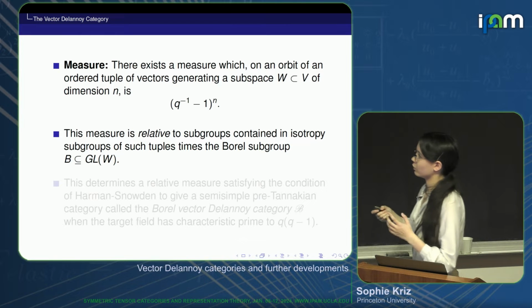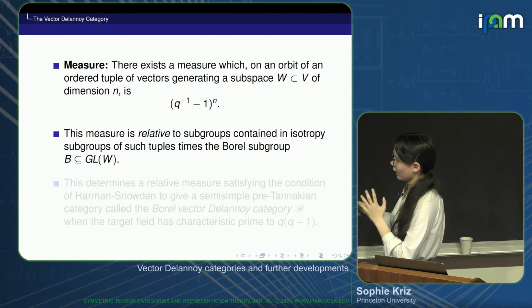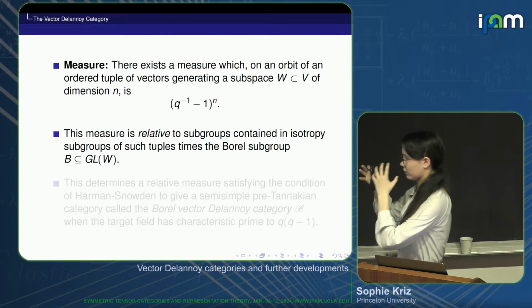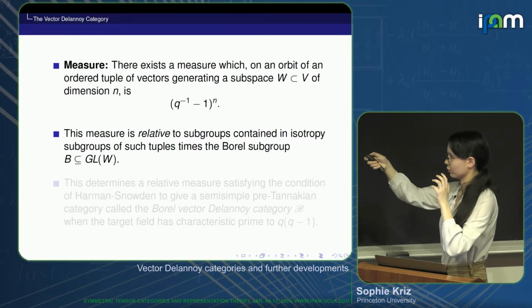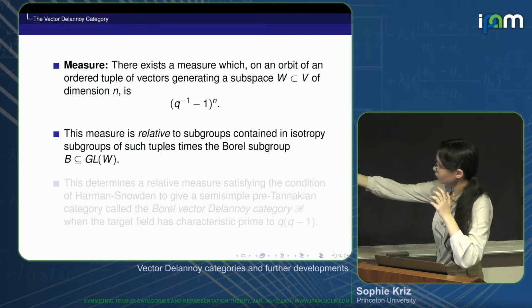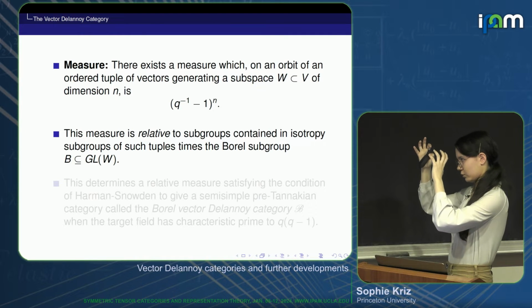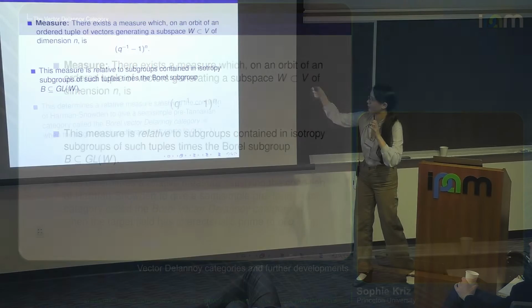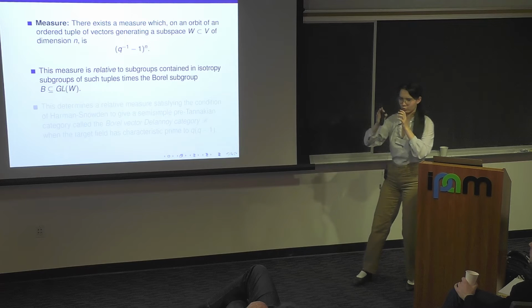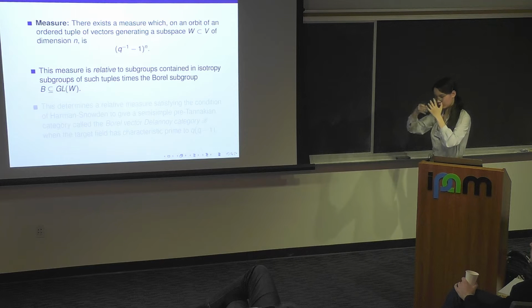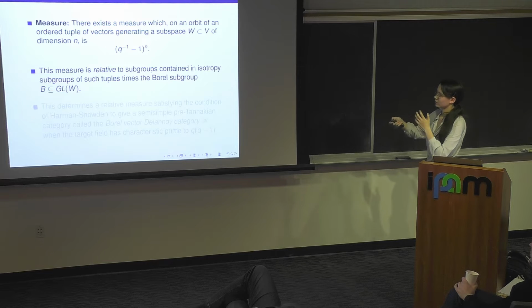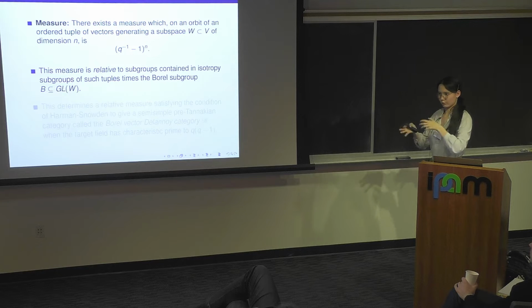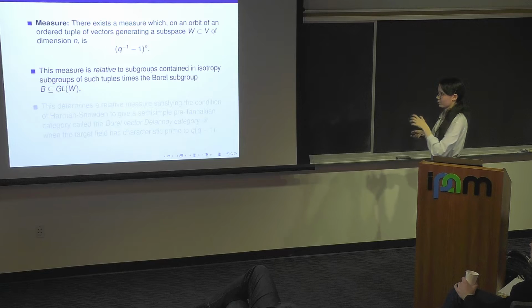So it's a small caveat that I need to set to define this measure, at least without saying anything more. I will define it relative to subgroups which are contained in isotropy subgroups of these tuples, and I multiply this by the Borel subgroup B. So these subgroups which I'm going relative to will be dependent on this subspace W and some choice of K, a subgroup of B of W. And so this class of subgroups will replace the class of open subgroups in this relative measure construction.